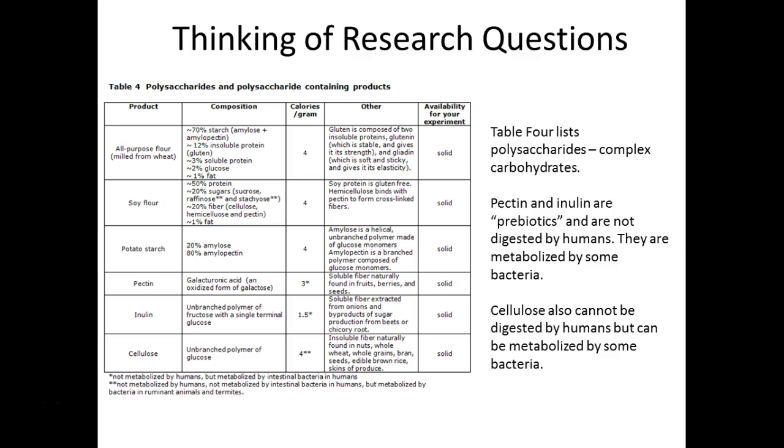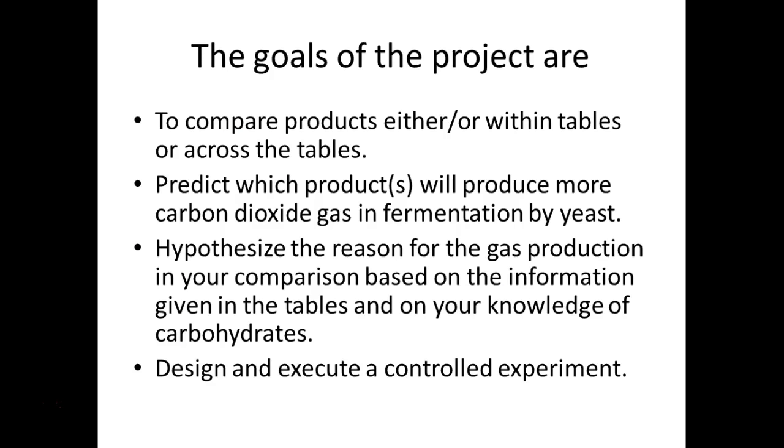So by now, after looking at all four tables, you are probably, I hope you are, thinking of some interesting products that you might like to test and why you want to test them, right? So your goals of your project are to compare products either within tables or across the tables. Predict which products will produce more carbon dioxide in fermentation by yeast. Choose anywhere from 3 to 5 products and predict which one is going to produce the most gas in fermentation.